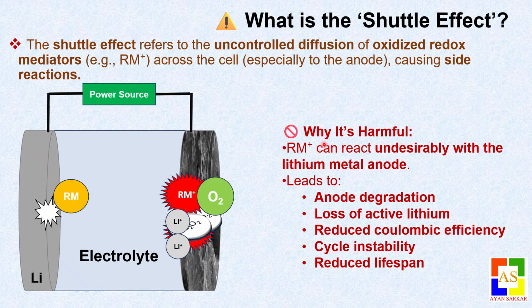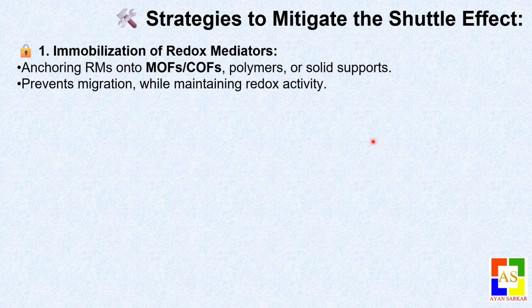So why is the redox shuttling effect harmful? Here you can see this shuttling effect can lead to anode degradation, loss of active lithium, reduced coulombic efficiency, cycle instability, and reduced lifespan. So these are the detrimental effects due to this Shuttle effect. What are the strategies to mitigate this Shuttle effect?